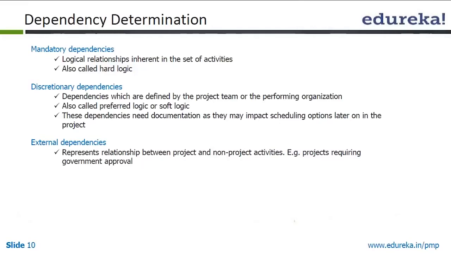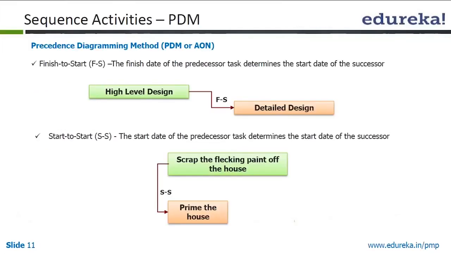An external dependency is dependent on others, like needing approvals or sanctions of building plans before you can start building a house. We said that PDM or arrow activity on network diagram are two names of the same thing: PDM or AON, precedence diagramming method, or activity on node.